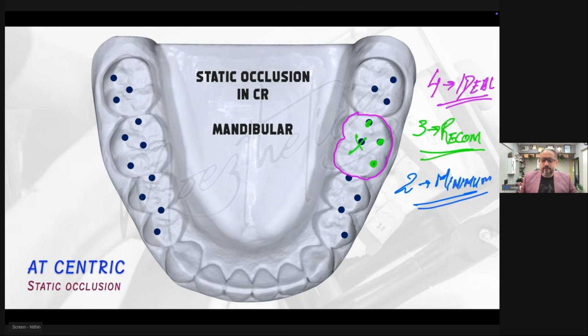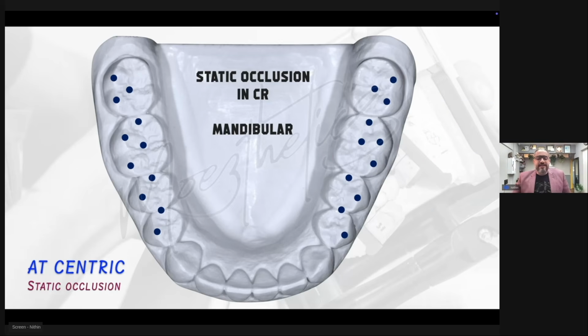Four is the ideal number of contacts on a molar, three is recommended, and two is minimum. If you don't have two points of contact on a molar, you will possibly get interdental food lodgement later. Why minimum two points of contact? Because remember, a tooth can either drift buccally, lingually, or it can drift mesially or distally. So in both of these dimensions, you want a stable contact. So at least two points of contact is the minimum required.